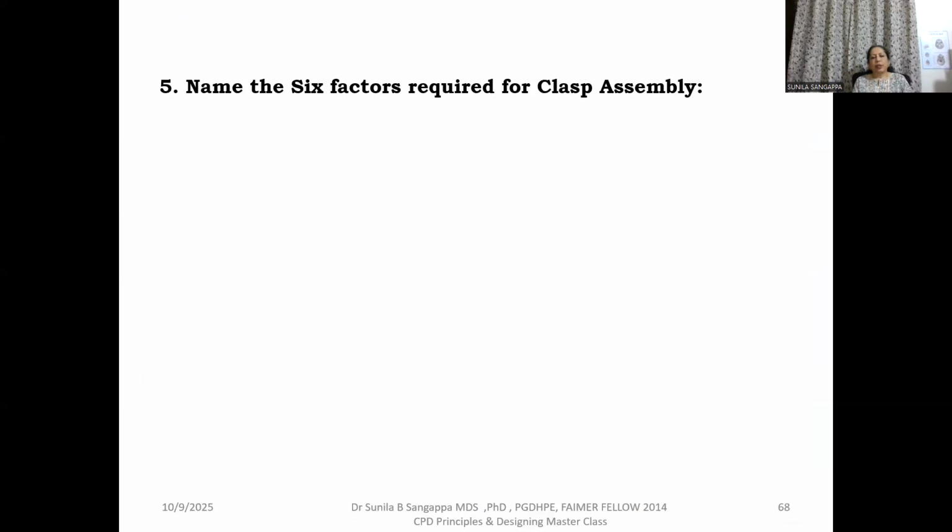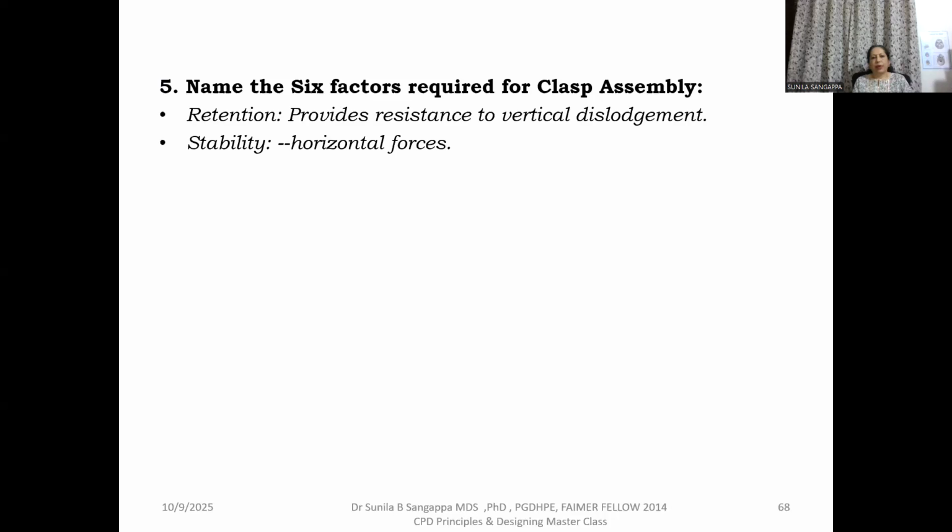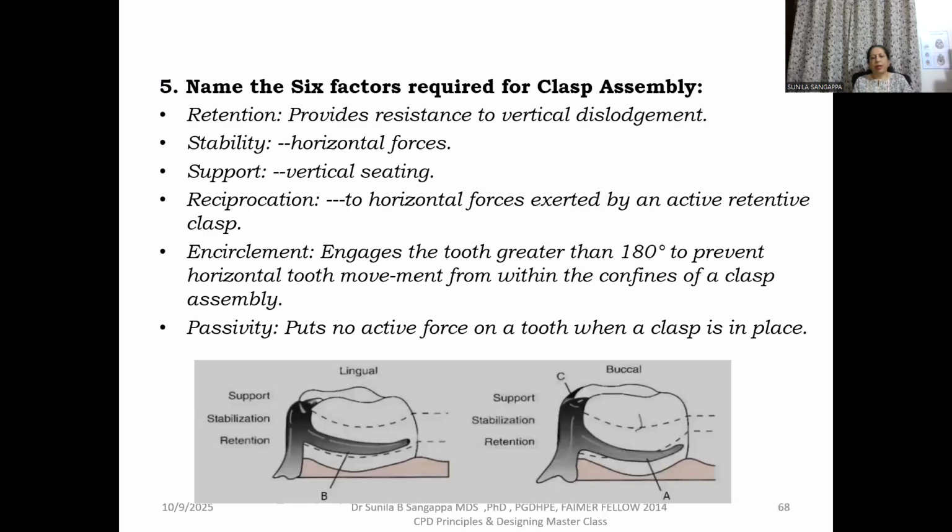Now, this is a short question for you. What are the 6 factors required for clasp assembly? Let's quickly have a look. Keep this in mind, it's very important. So we have the support, stabilization, and retention that is provided by the clasp assembly, along with the considerations of encirclement and passivity.